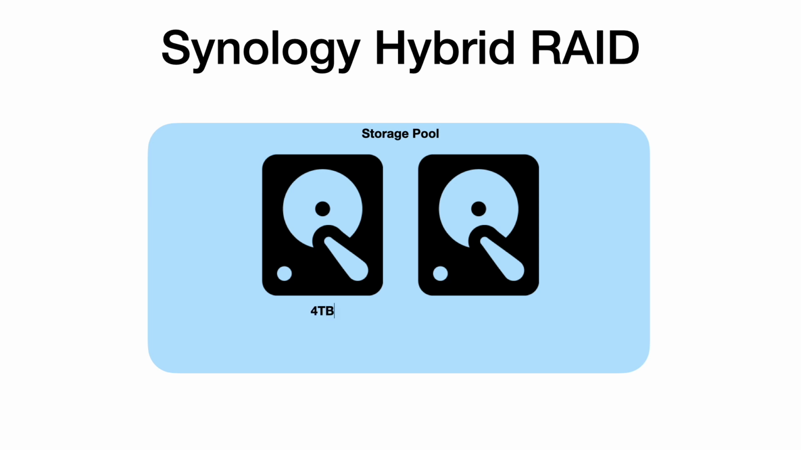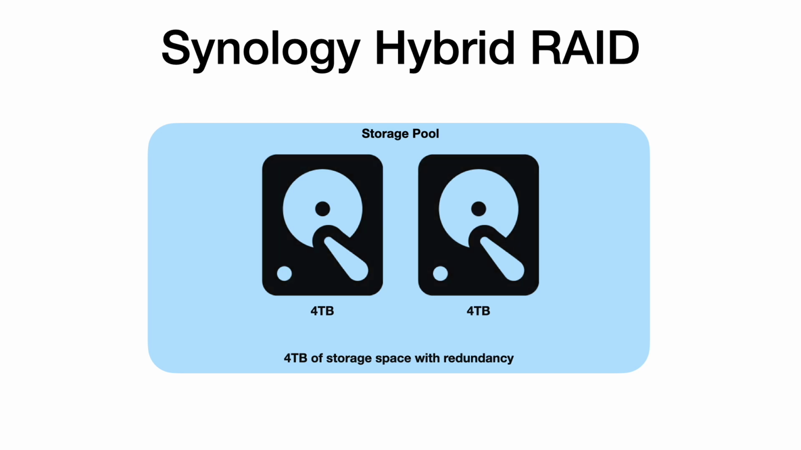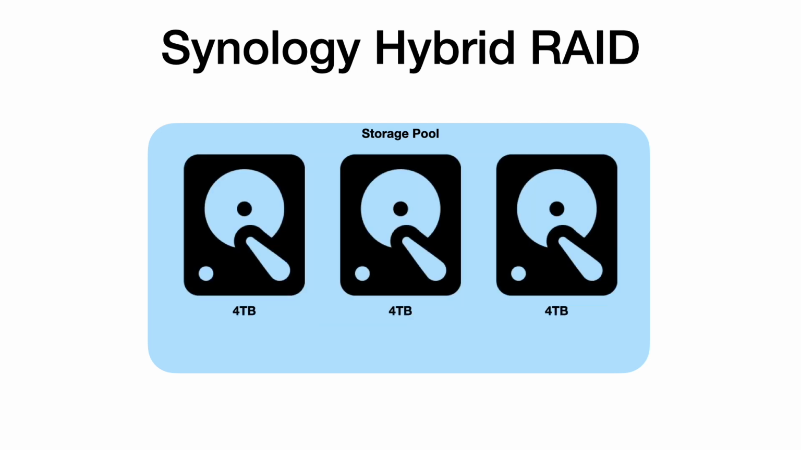While we have installed two 4TB hard drives into our NAS, which potentially could give us 8TB of storage, as we intend to use redundancy, we will only have 4TB of usable storage space. However, if we were to add a third 4TB hard drive to our storage pool, not only will we continue to have redundancy should a drive fail, but we will also increase the total storage capacity of our NAS from 4TB to 8TB.